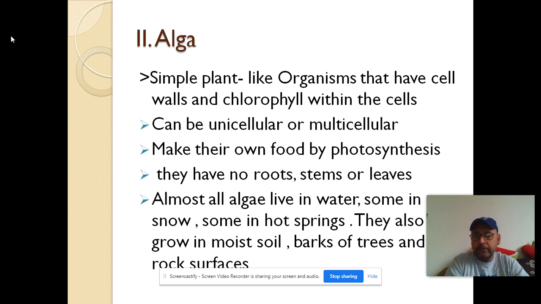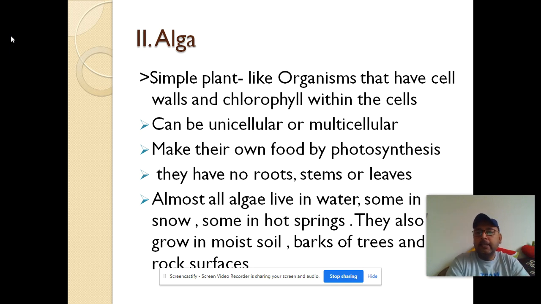As they have chlorophyll, they can make their own food by photosynthesis. They have no roots, stems, or leaves. Performing photosynthesis does not mean that they will have roots, stem, and leaves, or look like a plant or a tree, but that is not the case.